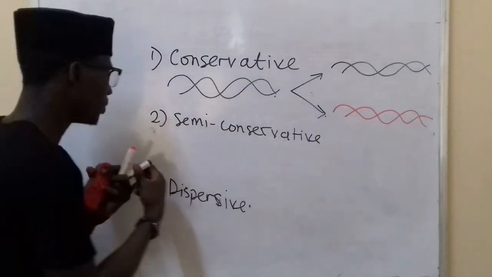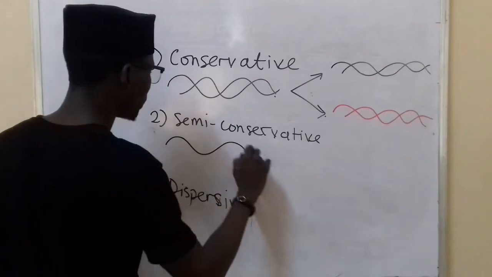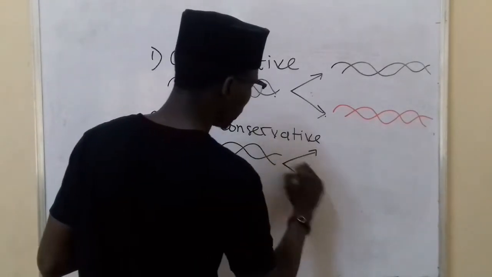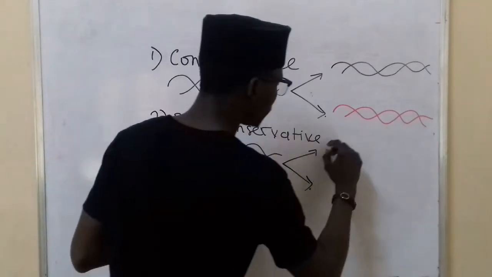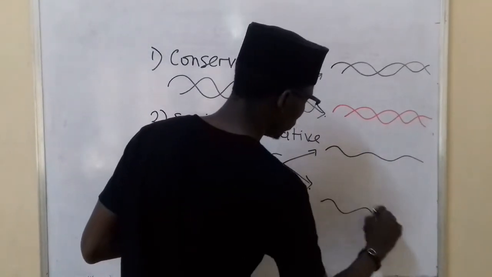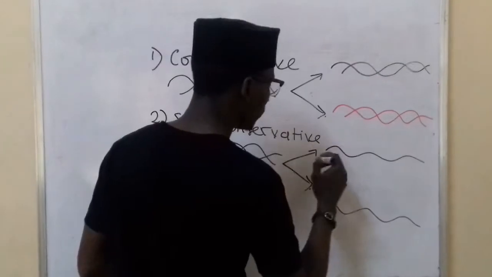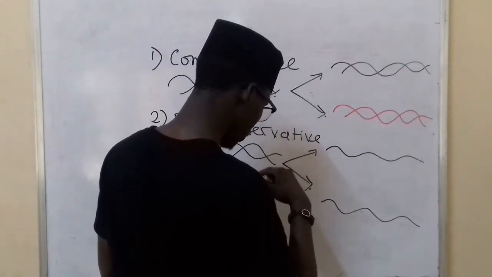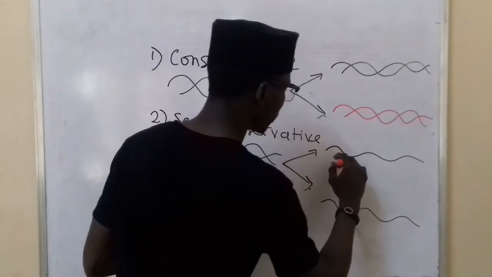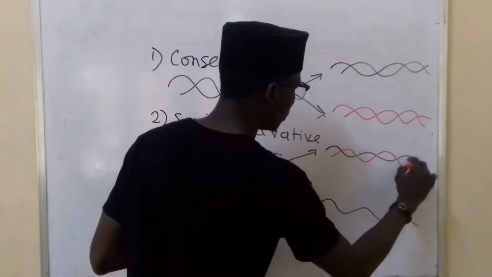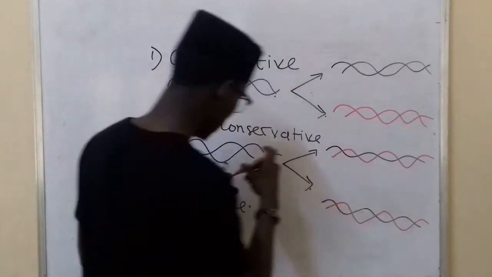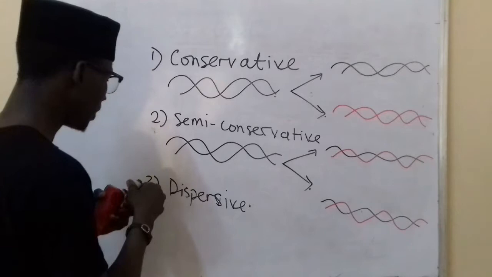So the next model is this. Take for example, this is the parent molecule. Then during the process of replication, in the two daughter molecules, one of the strands comes from the parent molecule, while the second strand is a newly synthesized strand. We'll come back to that model later. And let's look at the dispersive.